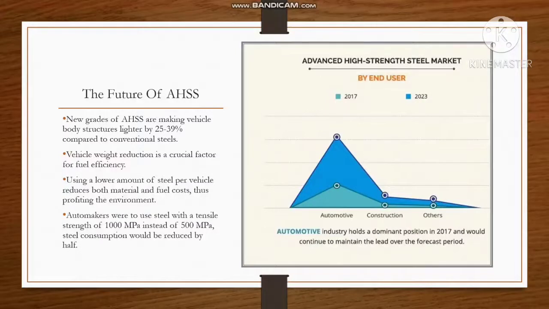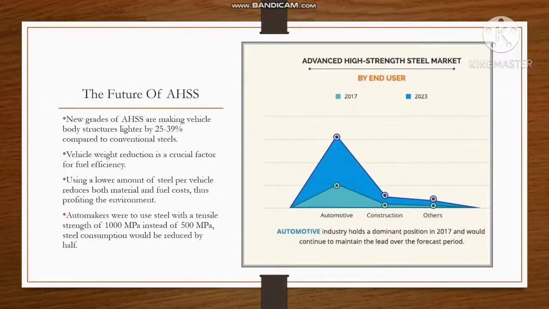Vehicle weight reduction is a crucial factor for fuel efficiency. Using a lower amount of steel per vehicle reduces both material and fuel cost, thus profiting the environment. If automakers were to use steel with a tensile strength of 1000 MPa instead of 500 MPa, steel consumption would be reduced by half.